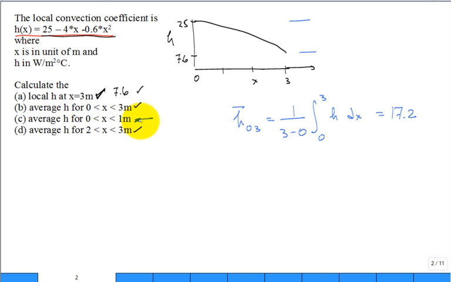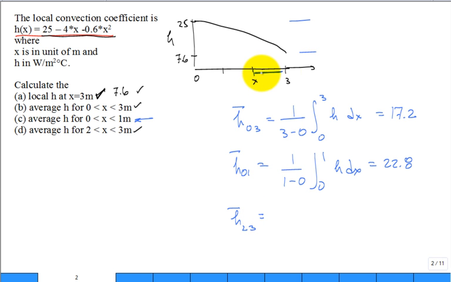Now, what about the average from 0 to 1? What do you think? Less than 25? How about greater than 17.2? Yeah, it should be. So you go h bar 0 to 1 is equal to 1 over 1 minus 0, the integral 0 to 1 of h dx, and it's a mathematical exercise. It comes in at 22.8. How about the average between 2 and 3? It's still only 1 meter average, but instead of going 0 to 1, you go from 2 to 3. So that computes to be about 11.2.